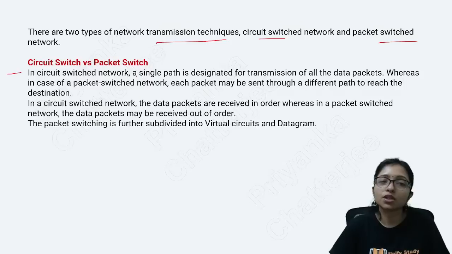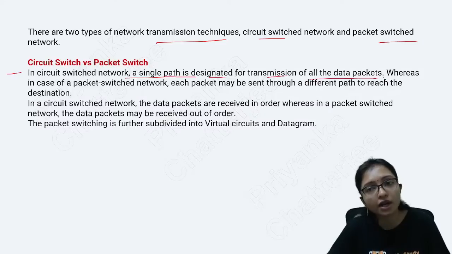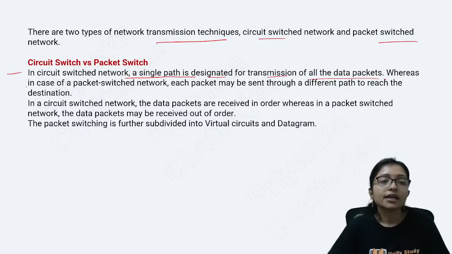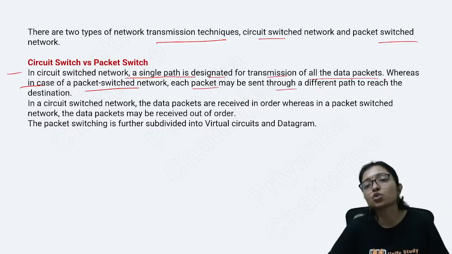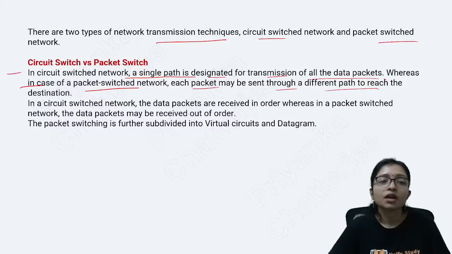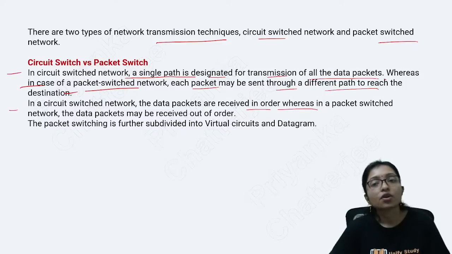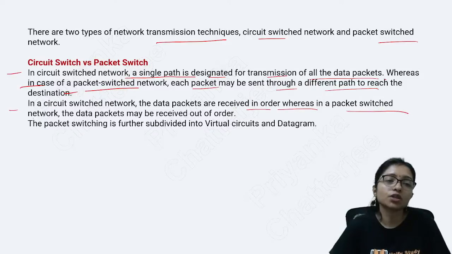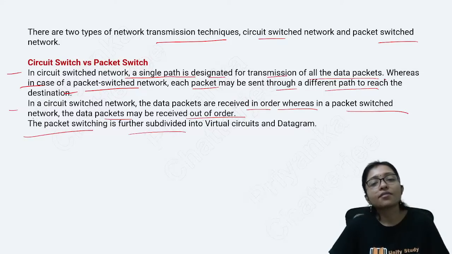In a circuit switch network, a single path is designated for transmission of all data packets, whereas in a packet switching network, each packet may be sent through a different path to reach the destination. In a circuit switch network, the data packets are received in order, whereas in a packet switch network, the data packets may be received out of order. Packet switching is further subdivided into virtual circuit and datagram.